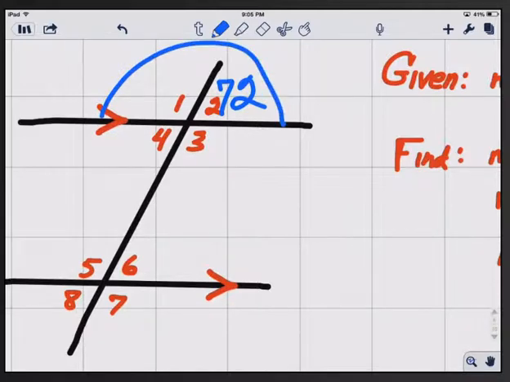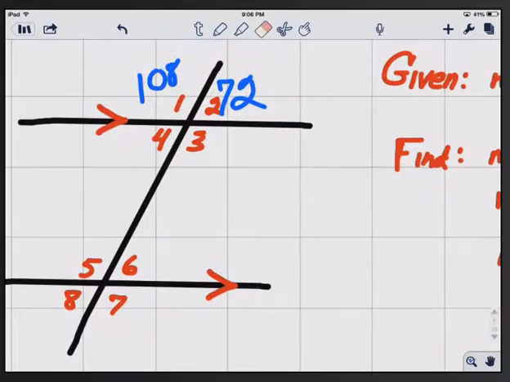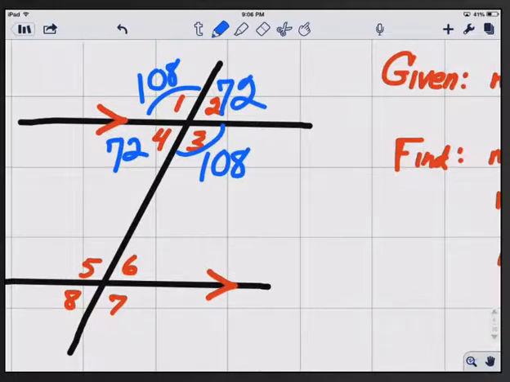First of all, I would look at the diagram this way and say angles 1 and 2 are supplements. So if we subtract 72 from 180, we get 108 for angle 1. Next thing I would look for is a pair of vertical angles, such as angles 1 and 3. Vertical angles are always congruent. So if angle 1 is 108, angle 3 is 108. And likewise, angle 4 has to be 72 because angle 2 is 72.